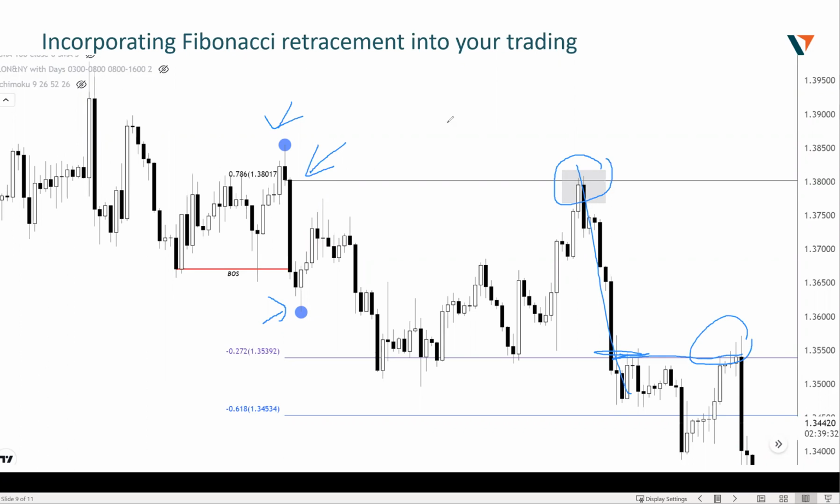So my question to you: take a while to think about this. Maybe I'll give you guys a few seconds. Put your answer under the questions tab. Do you consider this a valid retracement? Why or why not? Just think about this. Do you consider this a valid retracement, and why or why not?